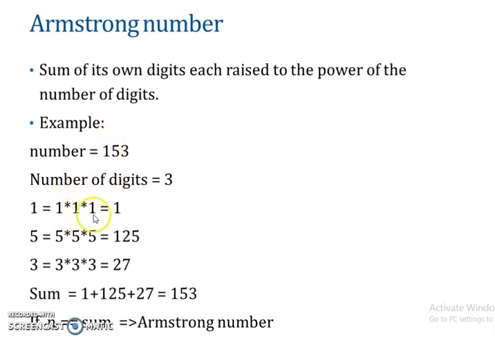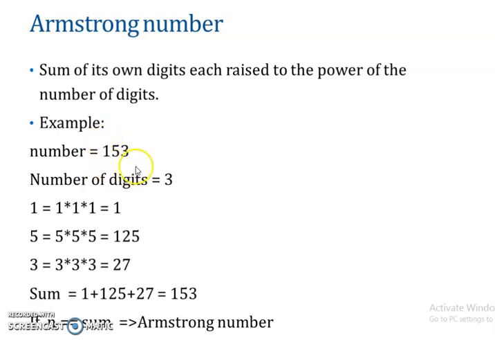So 1 multiplied 3 times, and 5 3 times, and 3 3 times, and finally you need to add those products, each product, and you need to analyze whether the given number is equal to the sum of the products. If it is equal, the given number is an Armstrong number, otherwise it is not an Armstrong number. So an Armstrong number is the sum of each digit raised to the power of the number of digits.